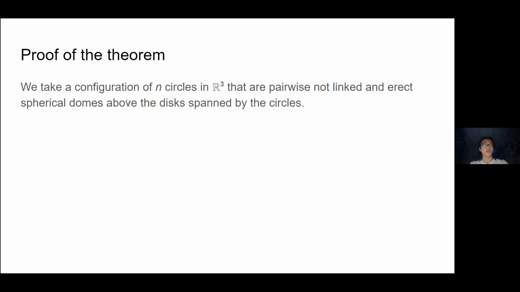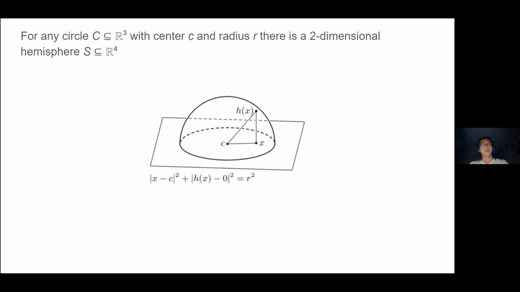To prove this theorem, we take a configuration of n circles in R3 that are pairwise not linked and erect spherical domes above the disks spanned by the circles. So this is the spherical dome that we span from the circles. For any circle C in R3 with center c and radius r, there's a two-dimensional hemisphere in R4. As you can see, this is the function that generates the hemisphere.